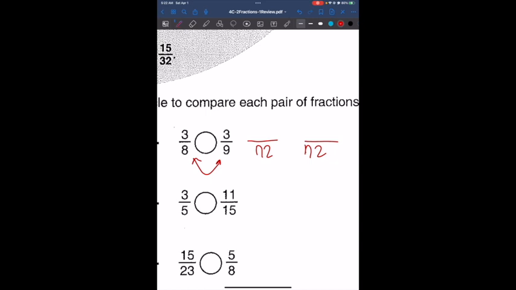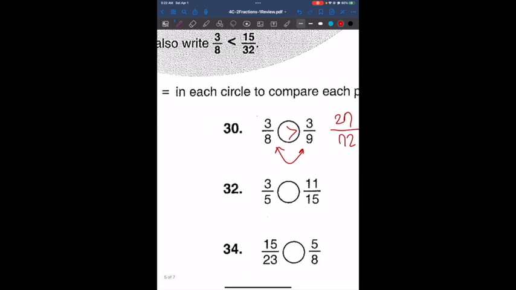And to get from 8 to 72, we had to multiply by 9. So we're going to multiply 3 by 9. So that's going to give us 27. Now to get from 9 to 72, we multiply by 8. So 8 times 3 is 24. And so 27 is greater. And so 3/8 is greater than 3/9.